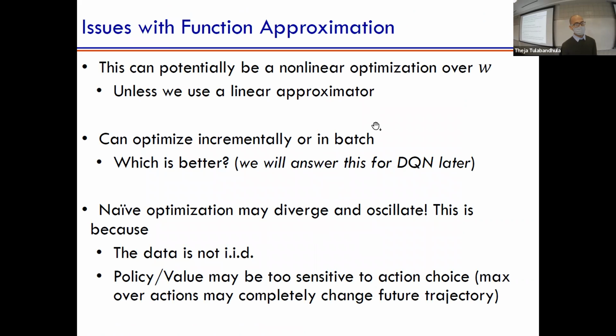So there are some issues with function approximation, but let me briefly point them out. There can potentially be a nonlinear optimization with respect to the parameters of the function. For example, if you use a neural network, then clearly all the neural network issues of, hey, how do we deal with gradients, the vanishing gradients problem, being unable to pass the gradients through and get to a good solution, all that stuff comes back.